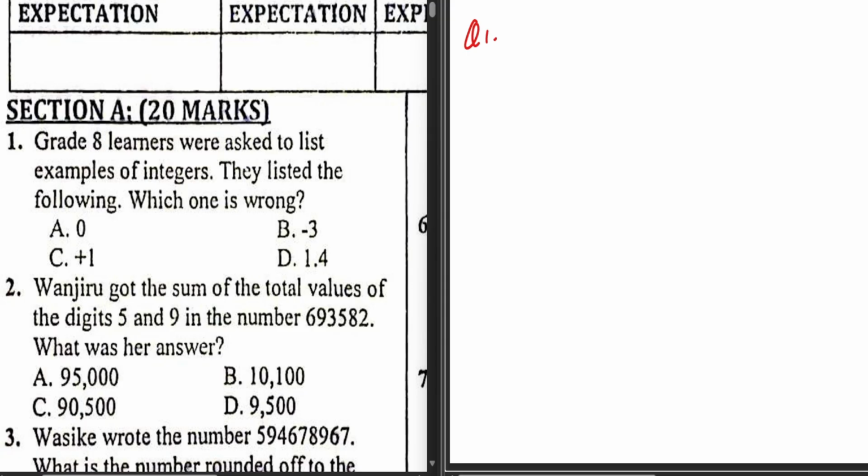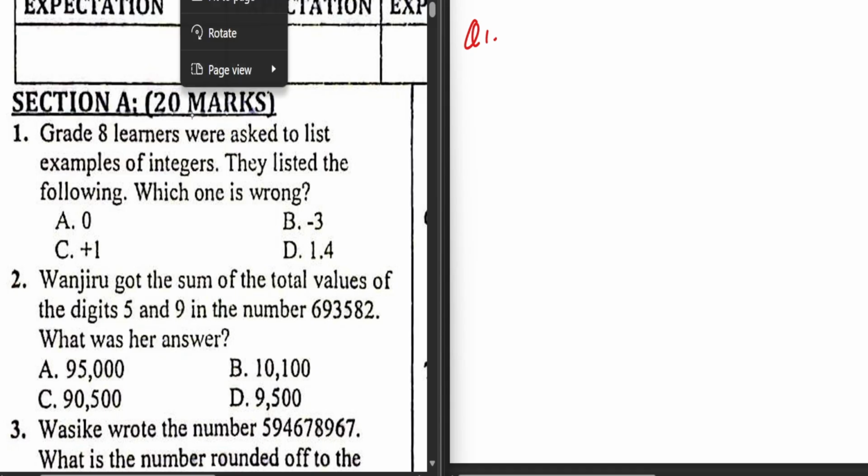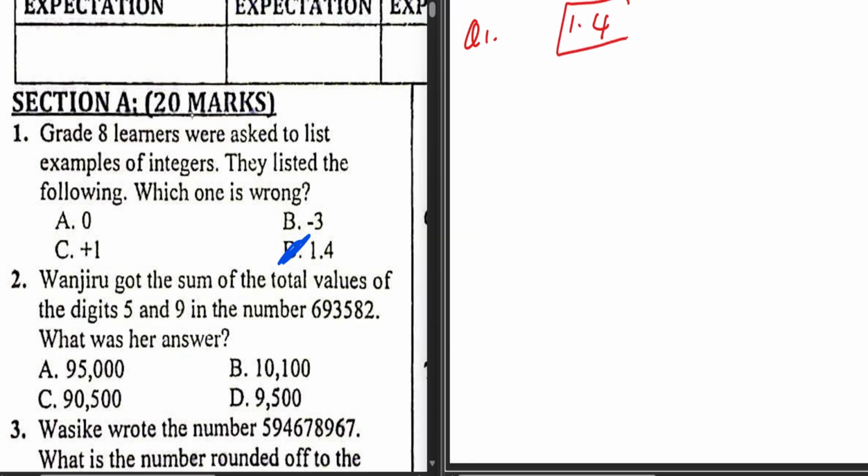Section A, question 1. Grade 8 learners were asked to list examples of integers. They listed the following. Which one is wrong? Integers are whole numbers without any fractions or decimals, like -1. They can include negative or positive whole numbers. If it's a decimal, you ignore it and don't include it as an integer. So D is your answer. 1.5 is not an integer.